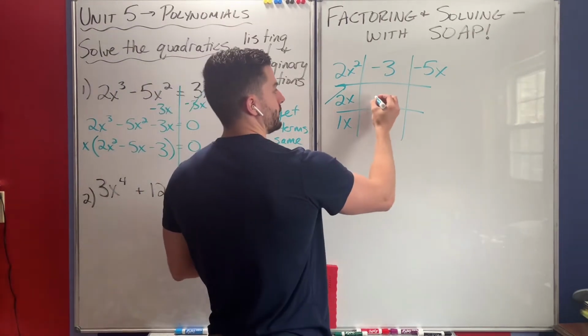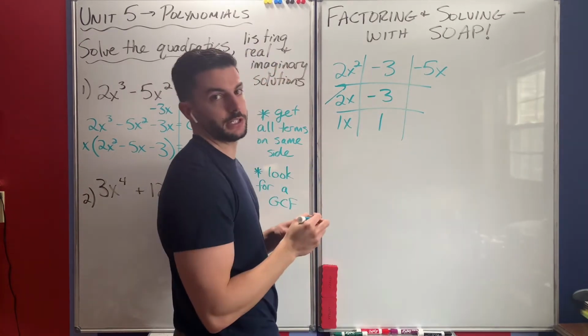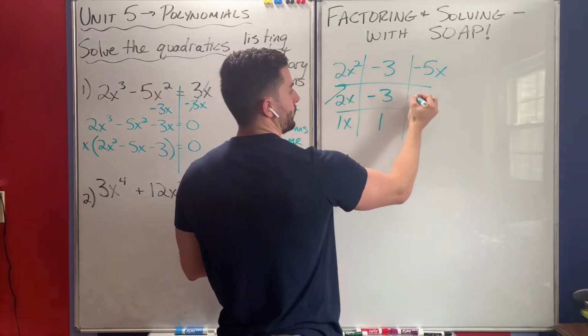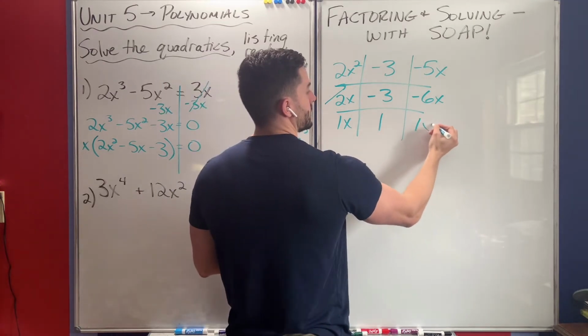So what ends up working, just for time, what ends up working is negative 3 here and positive 1 here, okay? Because when I multiply across, 2x times negative 3 would be negative 6x, and 1x times 1 would be 1x.